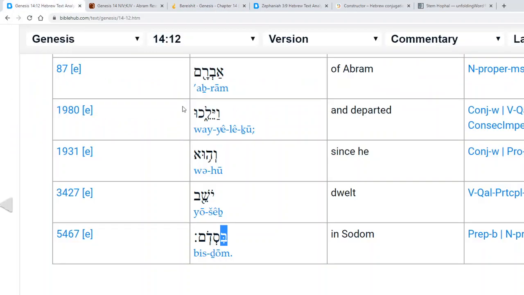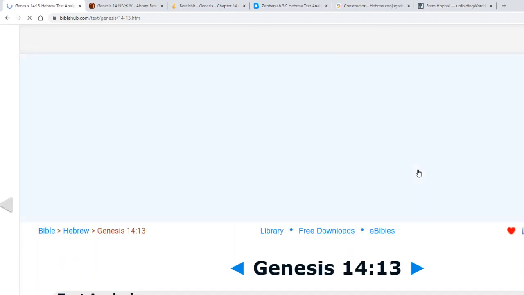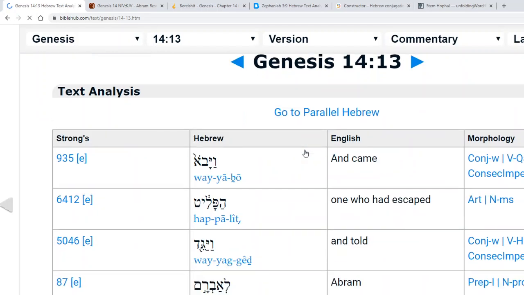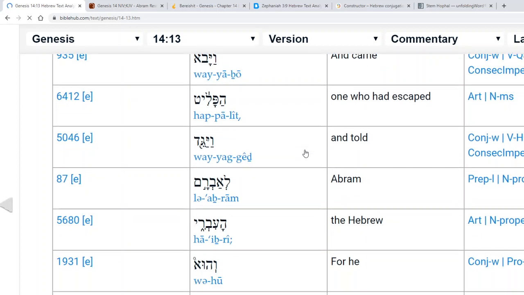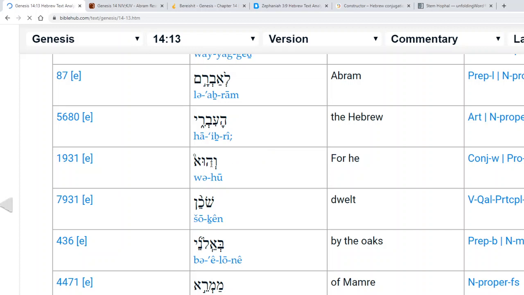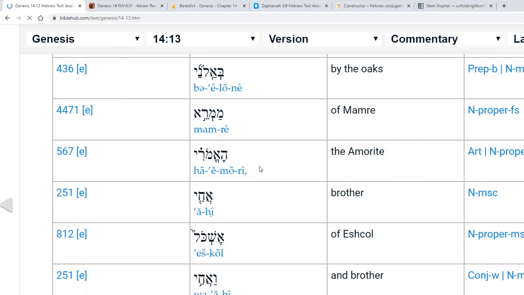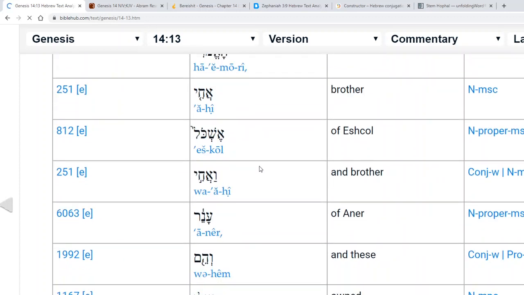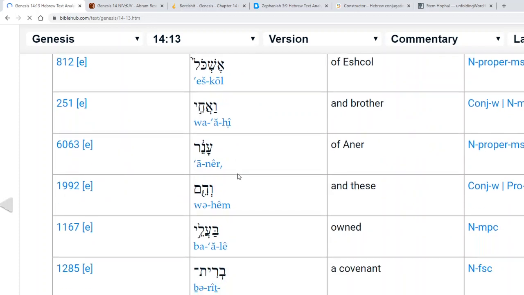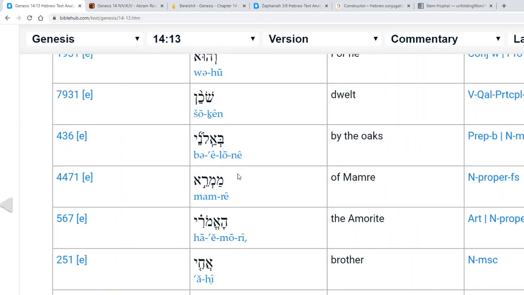So now we finally understand why we had this whole thing, right? Because it's Avram. Vayavo hapalit, vayaged leAvram ha'ivri, vehu shochen be'elonei mamre ha'emori, achi eshkol, ve'achi aner, vehem ba'alei brit Avraham. So interesting. Okay.